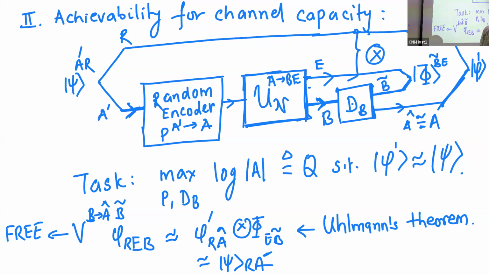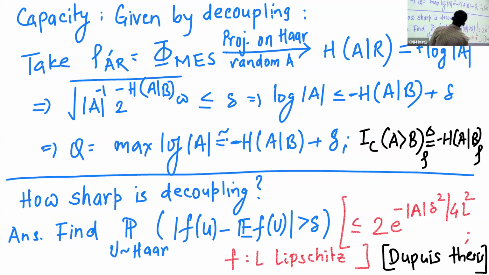So now all I need to do is evaluate what the decoupling theorem is giving me. Essentially the first term, which was coming from rho A prime R. We start out with this as a maximally entangled state again. And projection onto Haar random space gives me that H of A given R is essentially log of mod A. This is just a trivial calculation by writing the state and evaluating the entropy. And then this is the part of the decoupling theorem. It gives me that it is 2 to the minus half H of A given R. So this will be the square root of the inverse of the dimension of A.